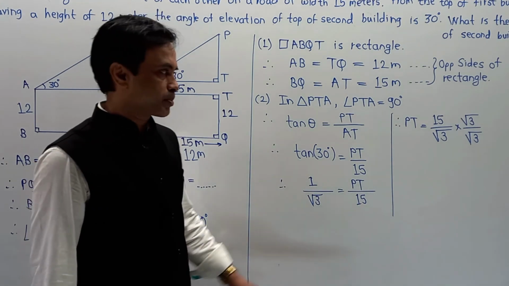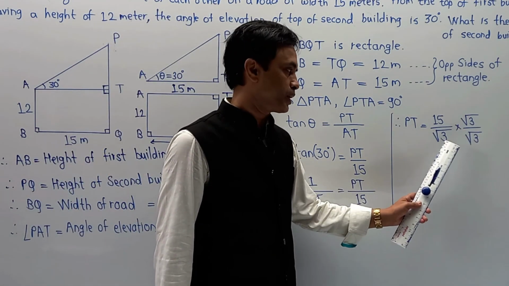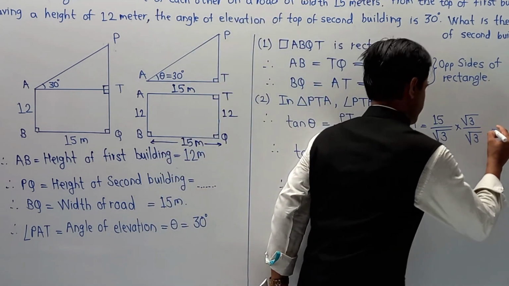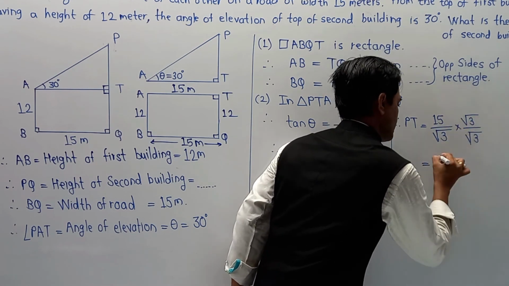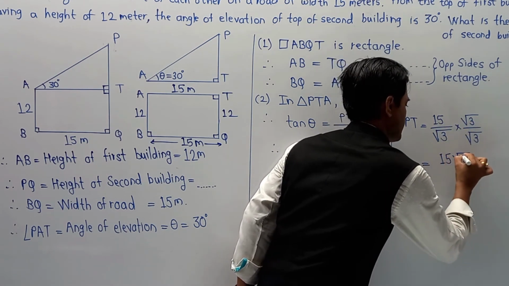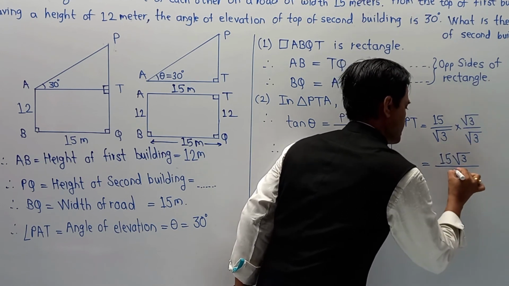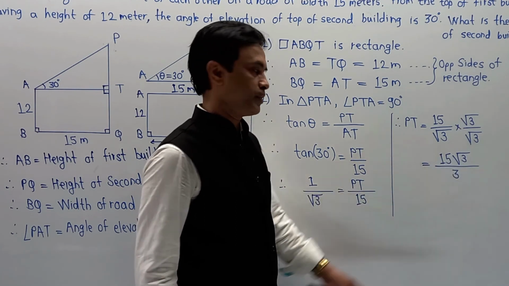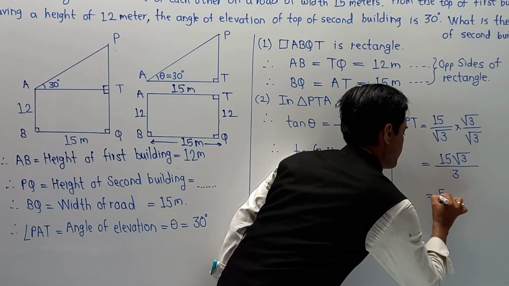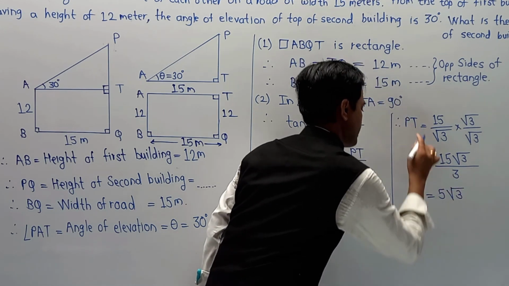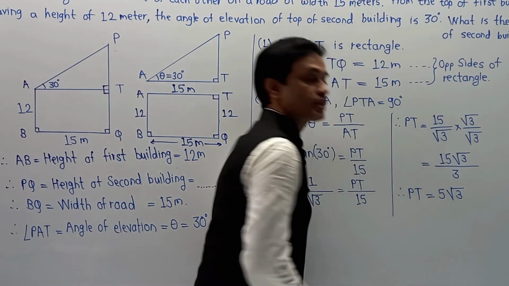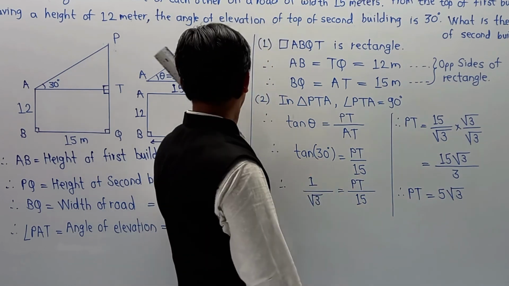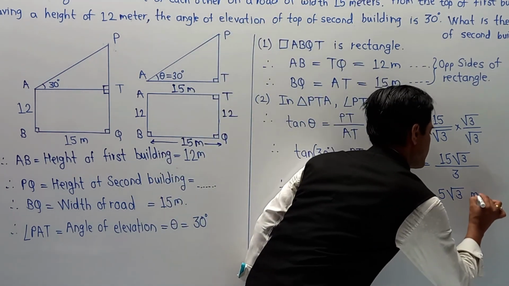So this entire simplification becomes 15 into root 3, that is 15 root 3, and divided by root 3 into root 3, that becomes simply 3. So 15 root 3 divided by 3, and you very well know 3 1s are 3, 3 5s are 15. So that becomes 5 root 3. And this is the value of PT over here, which is a required part of our answer. So we are able to get PT is equal to 5 root 3. And definitely all calculations are in meters, so this value is also in meters.